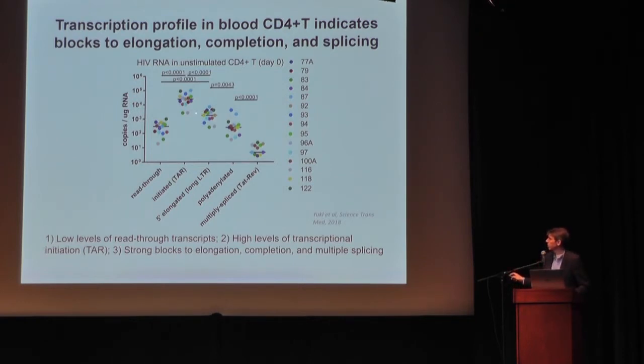And very much to our surprise, when we look at 5' elongated transcripts, those levels were 10 times higher than polyadenylated transcripts, suggesting that even when you elongate past the 5' LTR, a lot of those transcripts never make it down to the 3' end and/or never get polyadenylated. You never get completion of transcription. There's a block to completion.